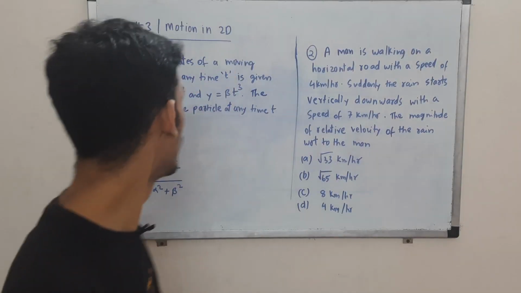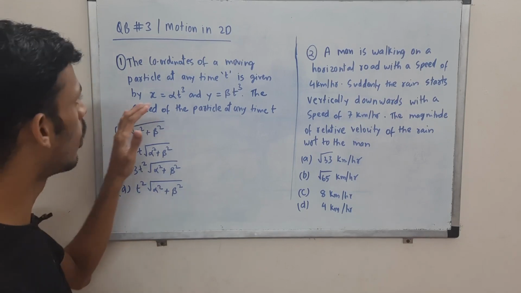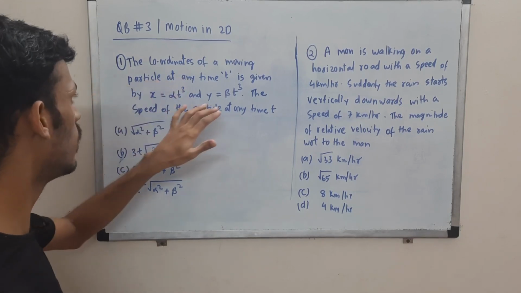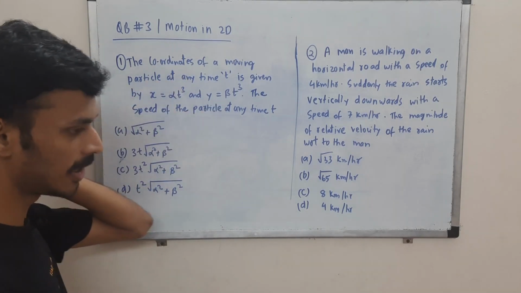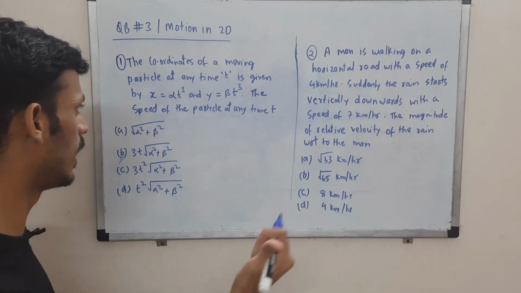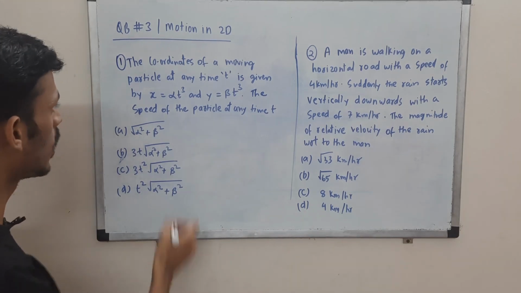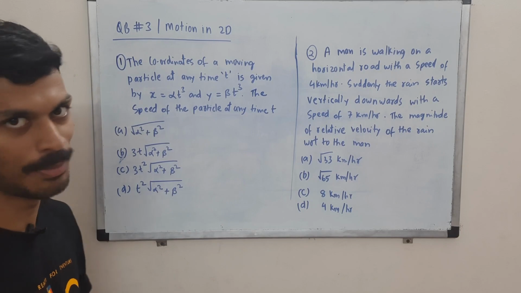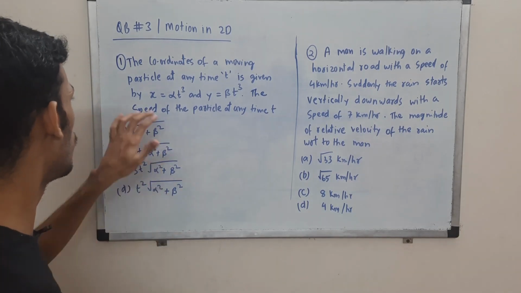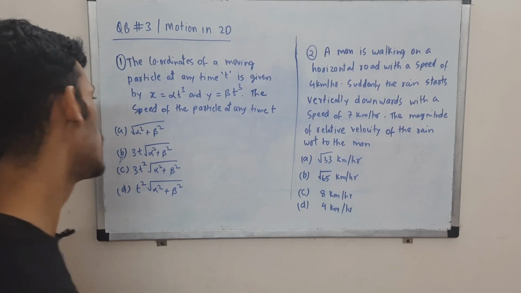Questions 1 and 2 over here. In question 1 we are given the coordinates of a moving particle. The x coordinate is given, the y coordinate is given. So motion in 2 dimensions, right? X and y we have. You are supposed to tell the speed of the particle at any time t, right? In order to obtain speed from the coordinates, you differentiate it, right?